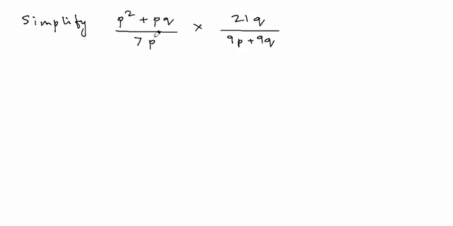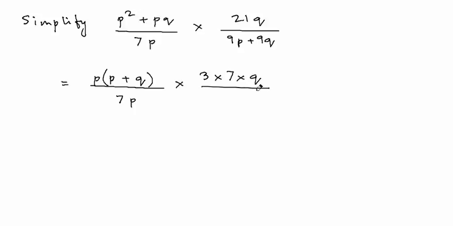There are 4 in all in this problem. So we're going to try and factorize p squared plus pq. The common factor is p. If you take out a p from p squared, you're left with a p, plus, if you take a p out of pq, you're left with a q. Over 7p cannot be factorized, so let's just leave it like that, times 21q. Now what's 21? 21 is nothing but 3 times 7. So we have 3 times 7 times q over 9p plus 9q, which is nothing but 9 times p plus q. The 9 is a common factor.